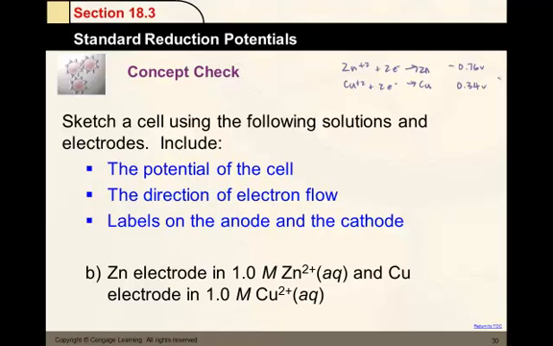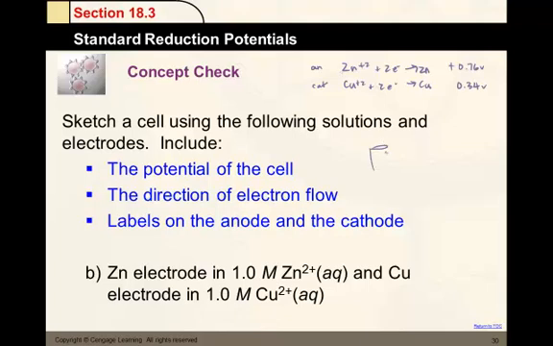So again, one of them is going to have to flip. As you will notice, the one that's lower is the one that's going to flip, the one that's under the other one. So we have to flip the sign of this one, because if we made this negative and added, we get a positive number. So this is the anode, and this is the cathode.